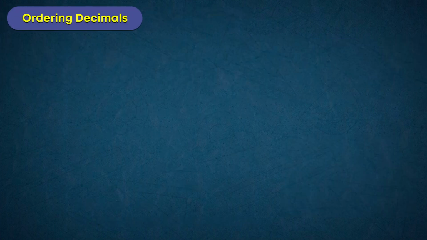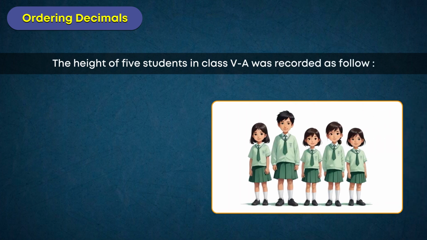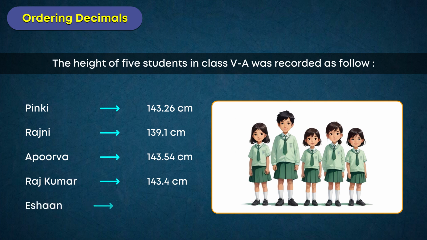Ordering decimals. The heights of 5 students in class 5 were recorded as follows. Pinky, 143.26 centimeters. Rajni, 139.1 centimeters. Apurva, 143.54 centimeters. Rajkumar, 143.4 centimeters. Ishan, 142.9 centimeters.